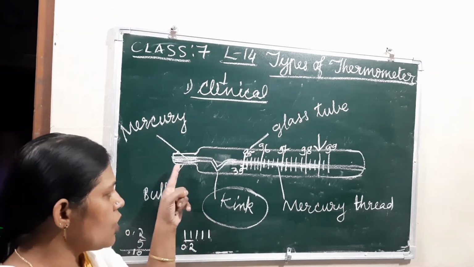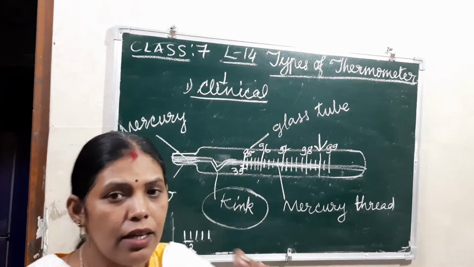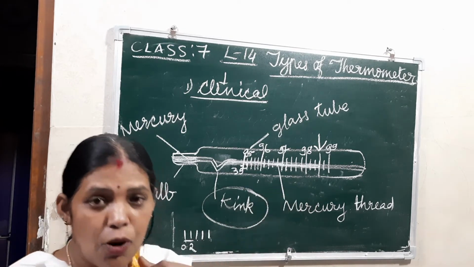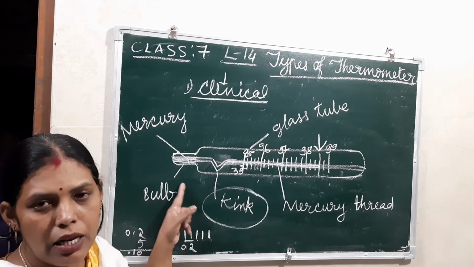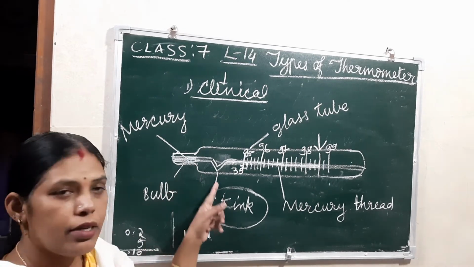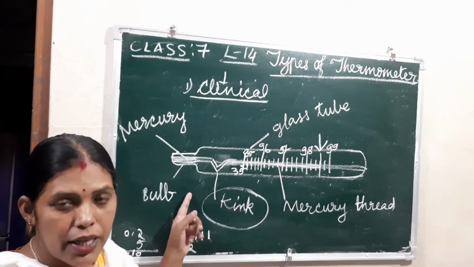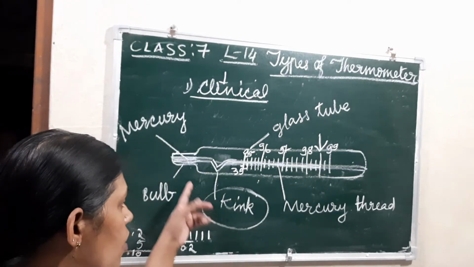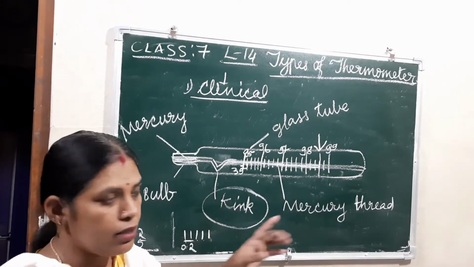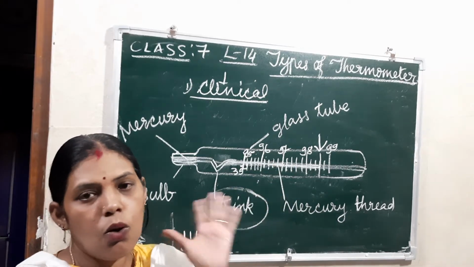If we touch this place and see the reading, it will vary, because our body heat also goes to the mercury level and it will increase. So we should not hold our hand on this place. We have to hold it only on this other place and see.